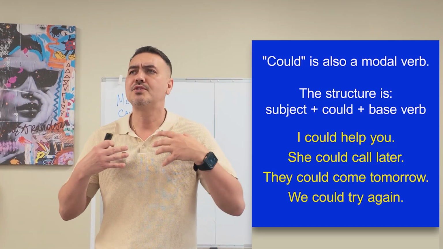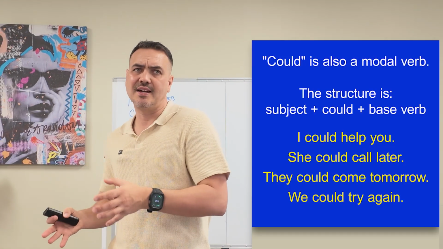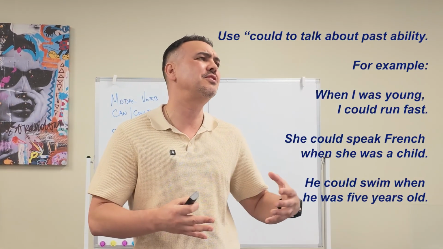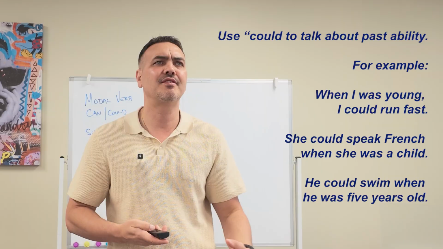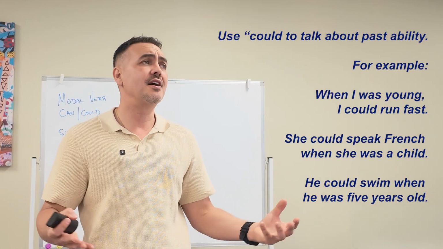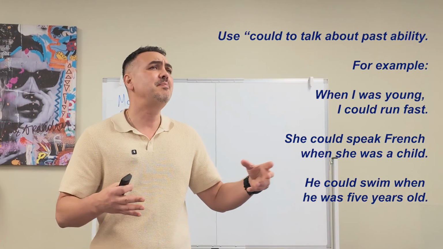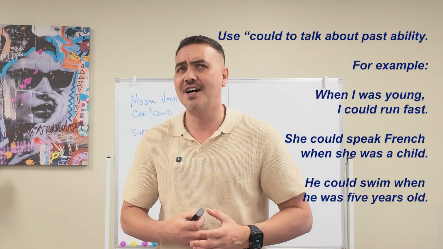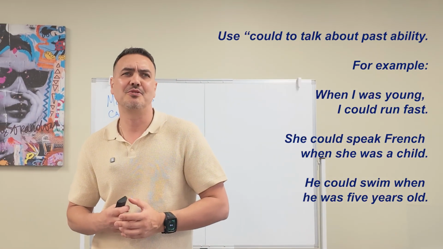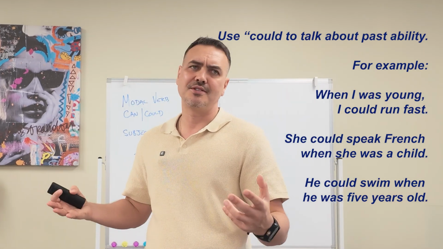And we also use could to talk about past ability, okay? And past ability means something that you were able to do before, okay? For example, when I was young, I could run fast, okay? She could speak French when she was a child. He could swim when he was 5 years old. They could play outside for hours, okay?